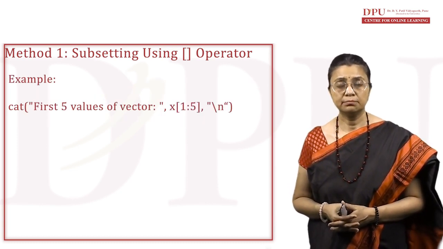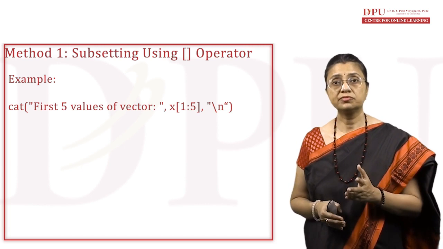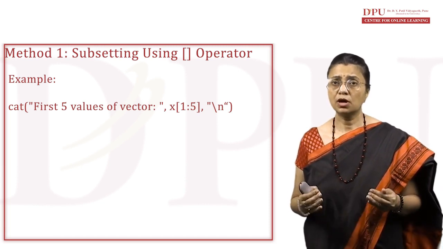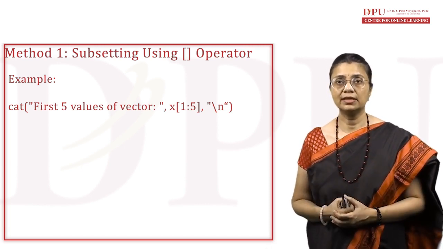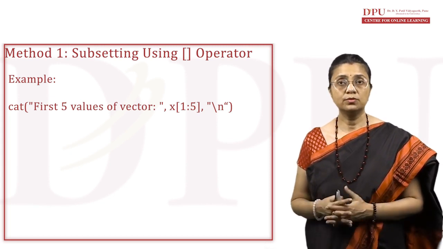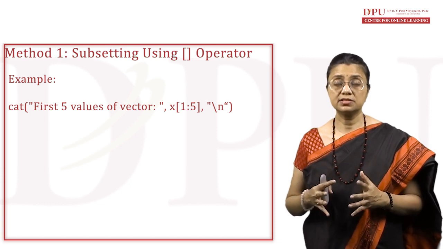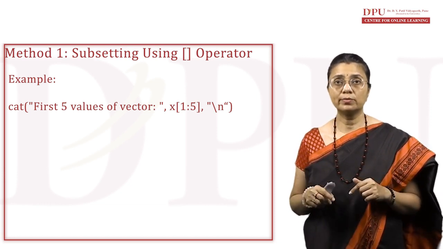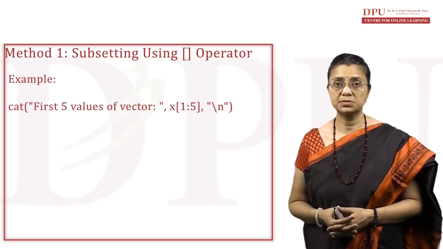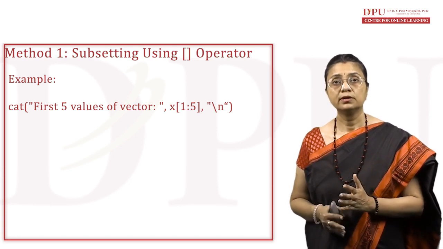Let's have a look at the example. Get the first 5 values of a vector. So now I only want to have the first 5 values of a vector. So what will I do? x[1:5]. Now here x is my vector, and within the square brackets I have passed the range of the subset, which is 1 colon 5.